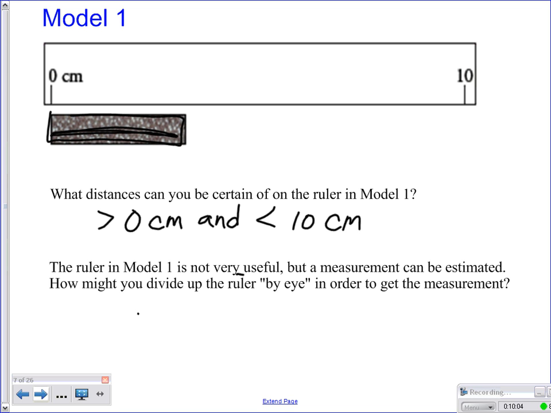Maybe you'd say something like it's around 3 centimeters. You could probably get pretty creative and try and figure out some other ideas on how you can do that. But what we get out of this is that it's not a very precise piece of measuring equipment. It's not a very good tool. Well, let's look at our next model.